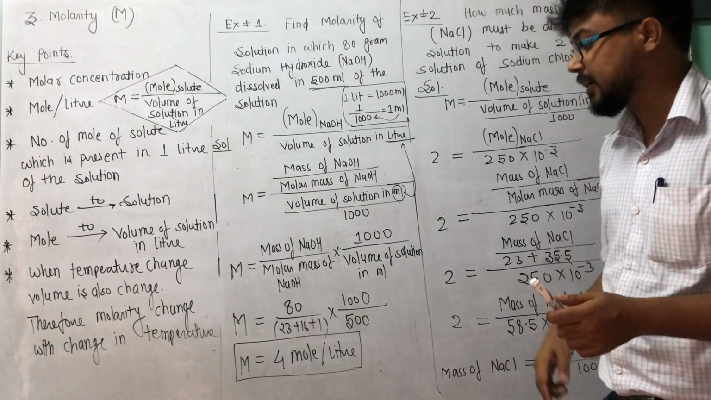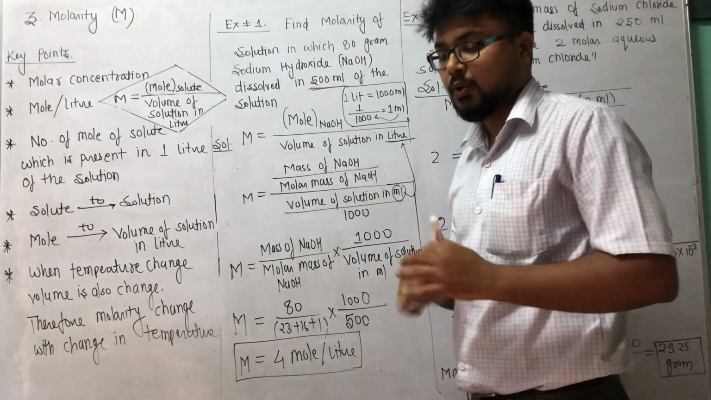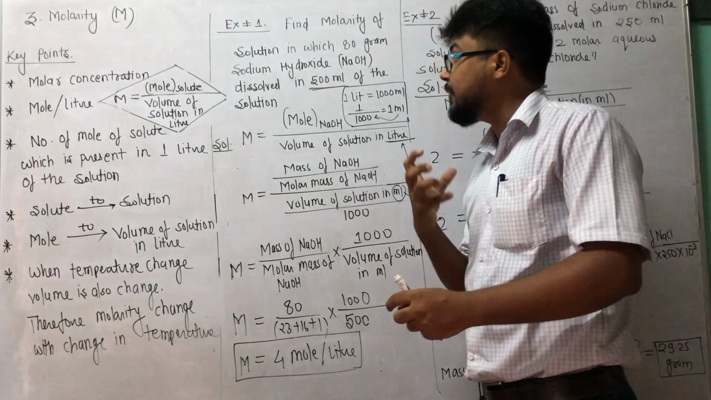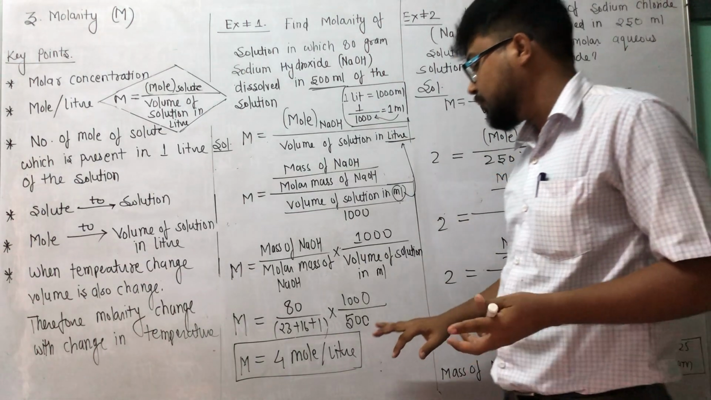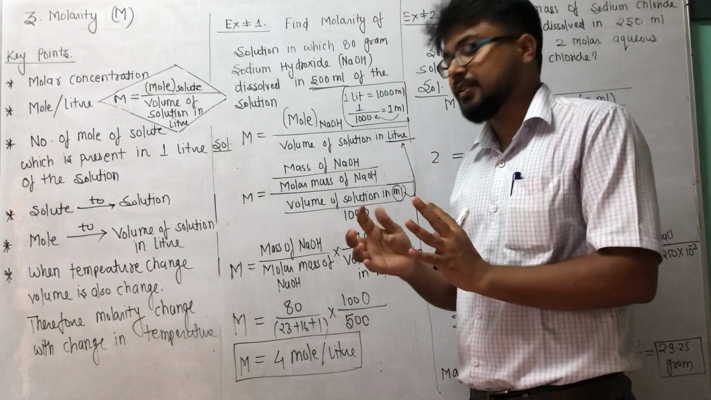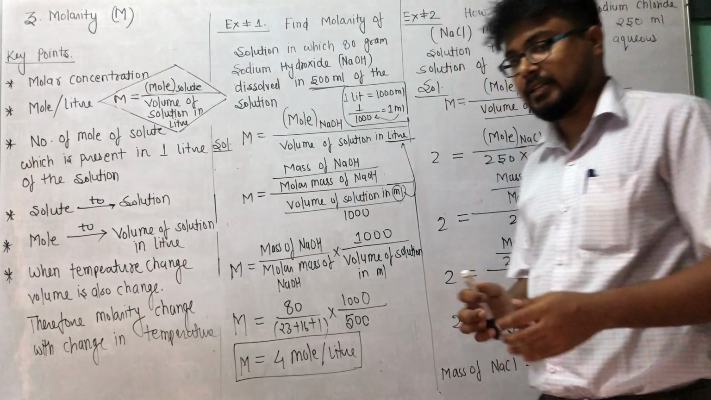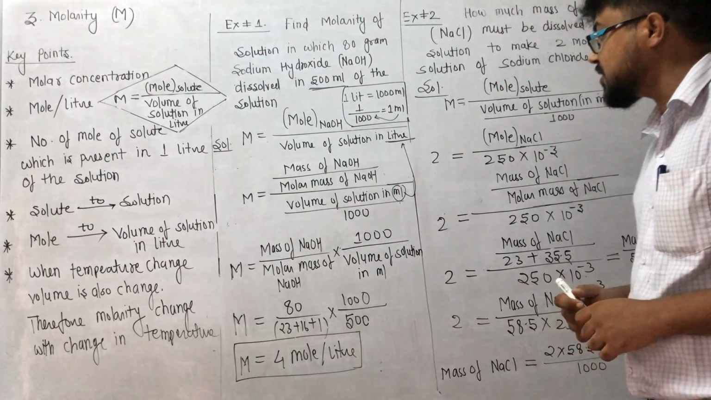What is this? This is the molarity of this solution when 80 gram NaOH is dissolved in 500 ml of the solution. What is it? It is molarity or molar concentration. The unit is mole per liter. See here, one more question.